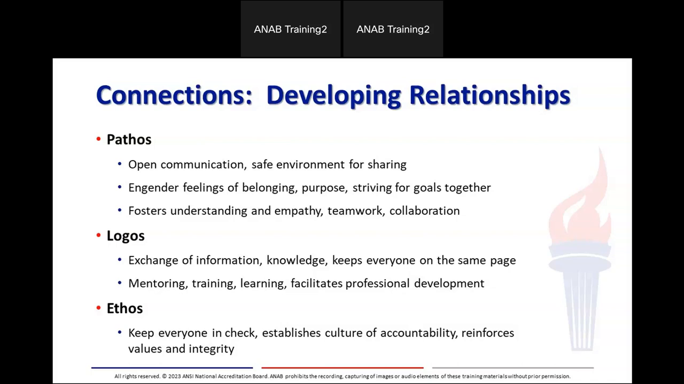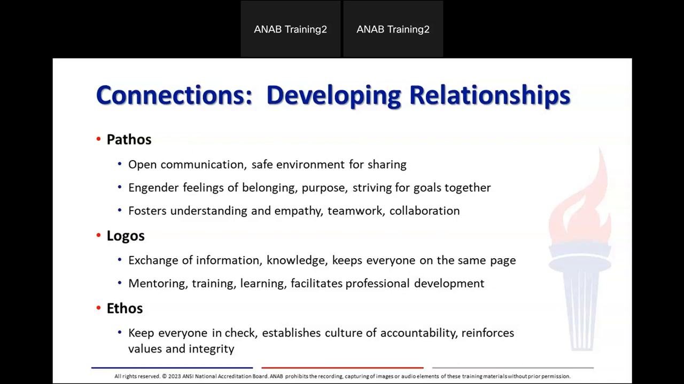Building strong connections also provides for the exchange of information. This leads to additional logos or exchange of knowledge, exchange of information, which could go to that mentoring, to the training, to the learning of the organization. Individuals should feel safe about asking questions, asking for help. These strong connections that we put in place will help with that mentoring, with that training, with that learning, will help facilitate that professional development and really help to expand the competence.